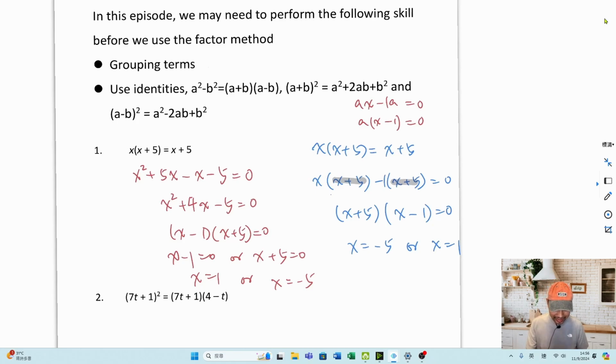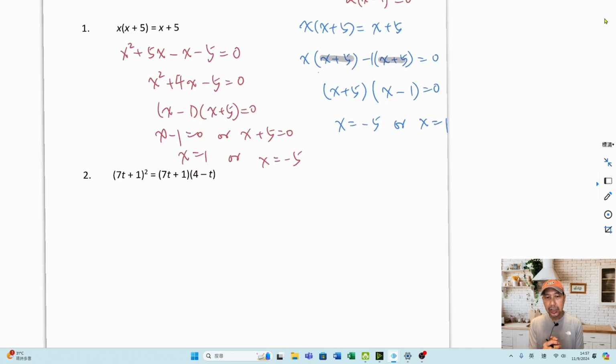But we can see question 2. Question number 2 is a little bit more complicated than the first one. Of course, you can multiply the brackets in the left hand side and the right hand side, but I think it is not the best choice.